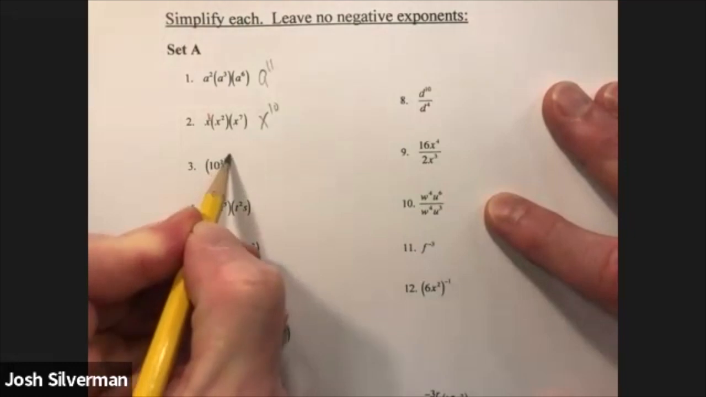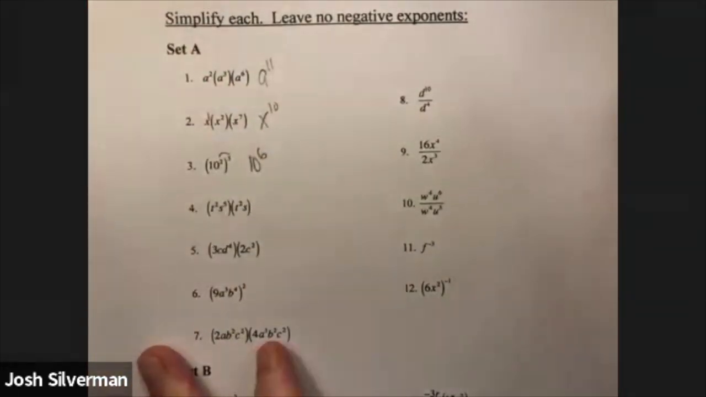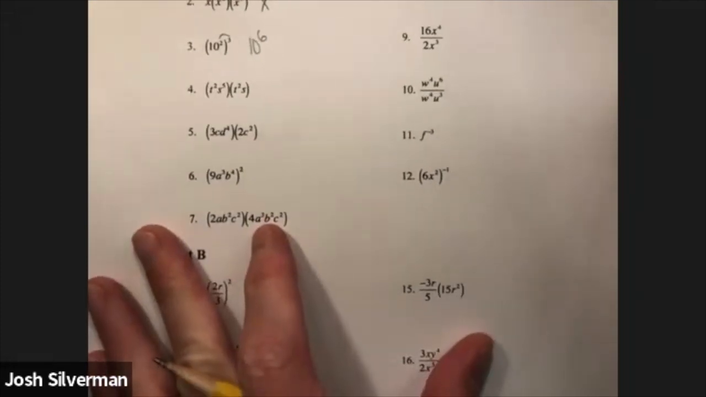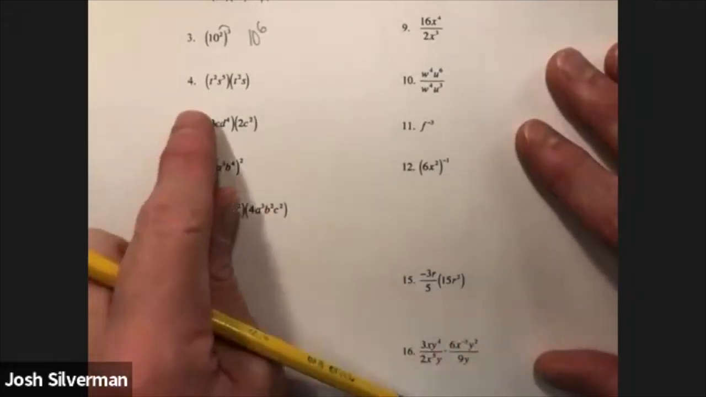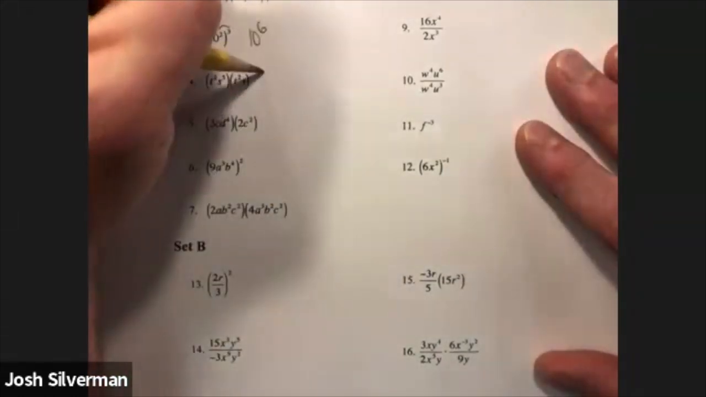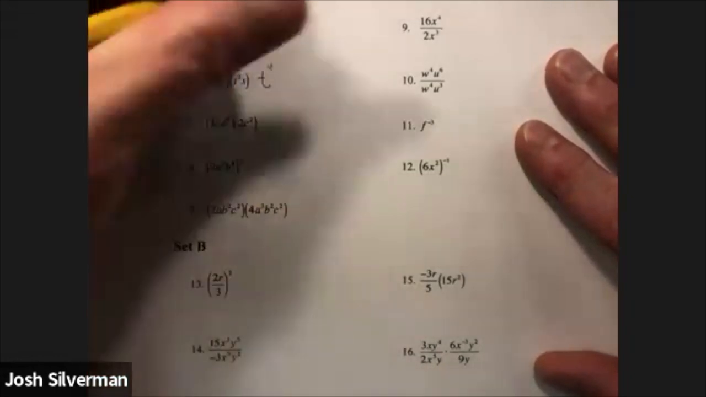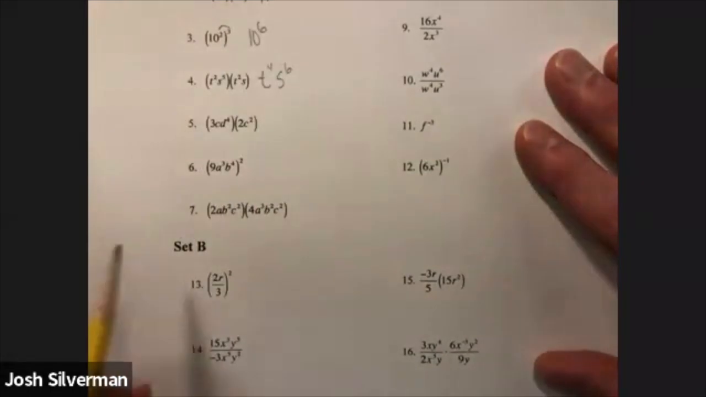Raising a power to a power, we multiply those exponents. We wanted 10 to the 6th. The t matches with the t. T squared times t squared, that's t to the 4. The s matches with the s. S to the 5 times s to the 1, that's s to the 6.